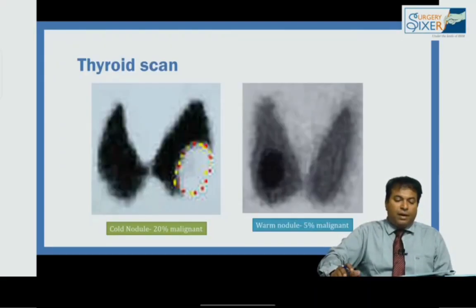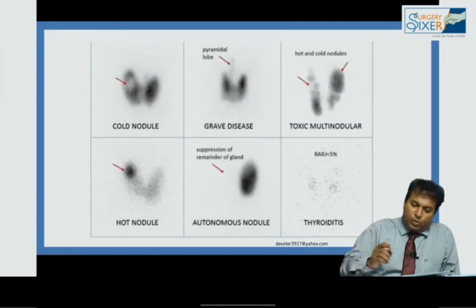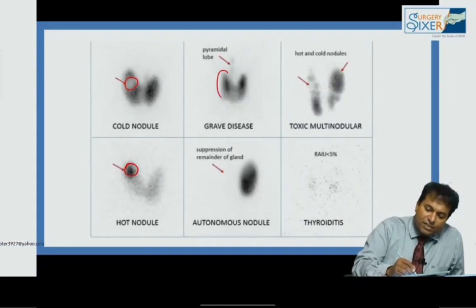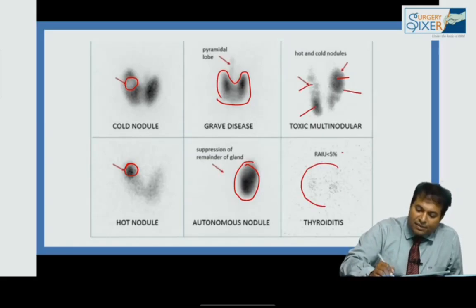And this is radioactive iodine scanning. You can see this is a cold nodule and this is a warm nodule. Warm nodule is 5% malignant. Cold nodule is 20% malignant. So you can see the cold nodule here, a hot nodule here. This is Graves' disease, there is a diffuse uptake. And this is an autonomous solitary nodule. In multinodular goiter, both hot and cold nodules are seen. In thyroiditis, the radioactive uptake is decreased.